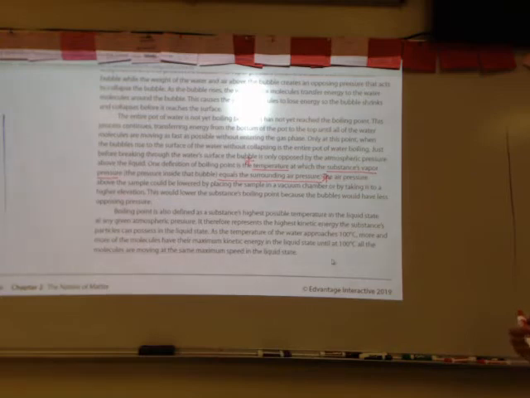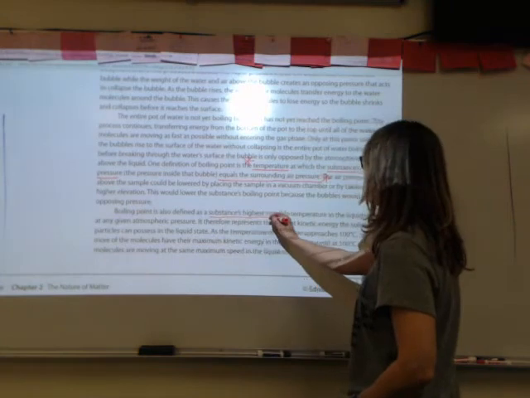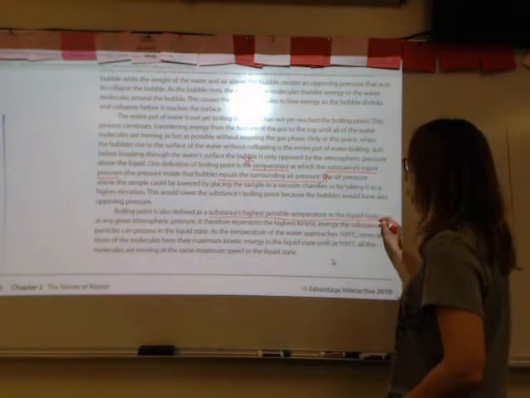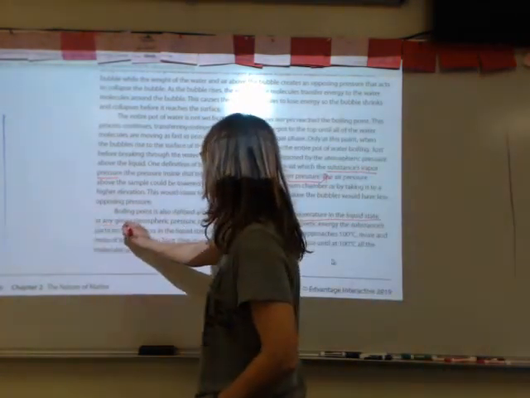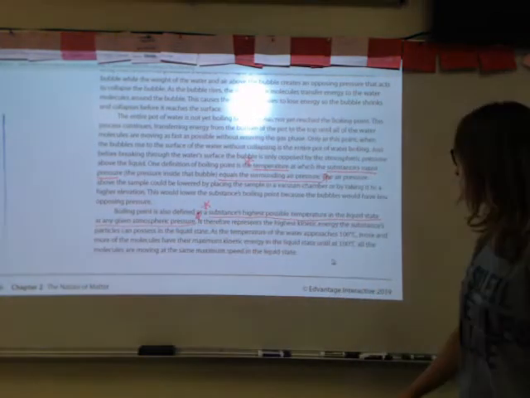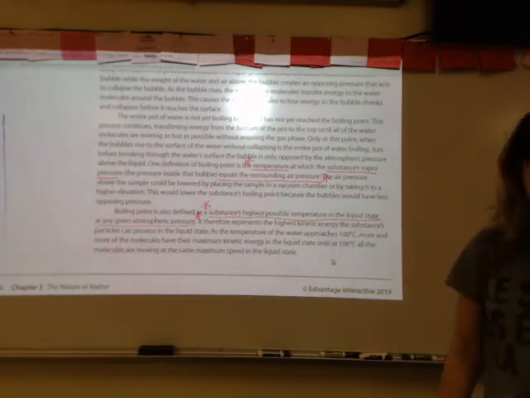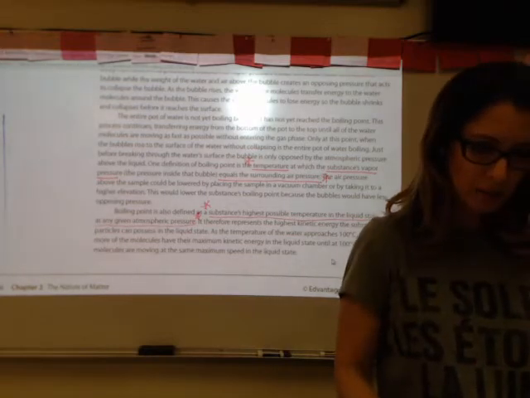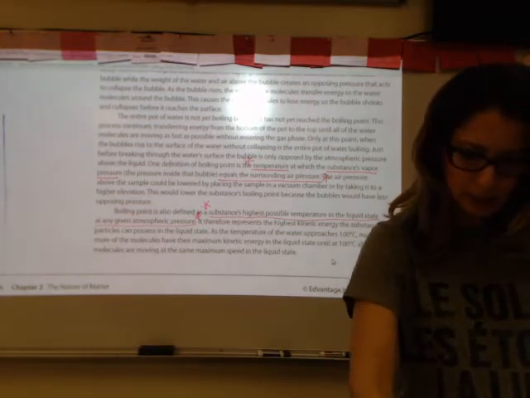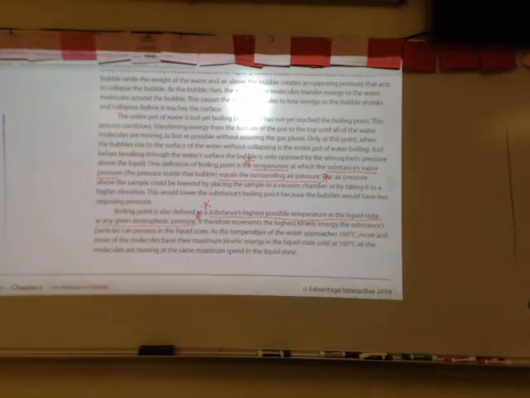Okay, so boiling point is also defined as a substance's highest possible temperature in the liquid state at any given atmospheric pressure. So here is a second definition for boiling. Okay, water boils at 100 degrees Celsius, and that is a definition that typically occurs at sea level. And let's move on to the next page.